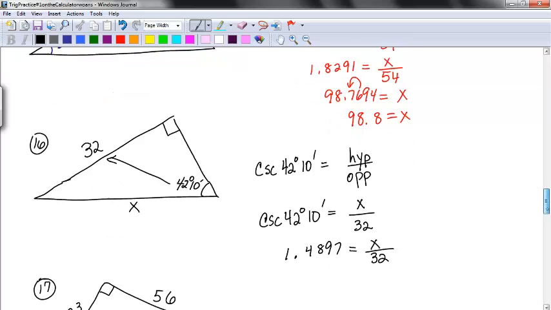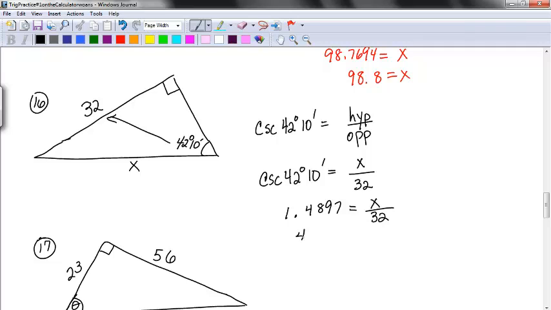And if you round that to the nearest tenth, you have to look at this and round it up, 47.7, and that's x. Okay, on that one.